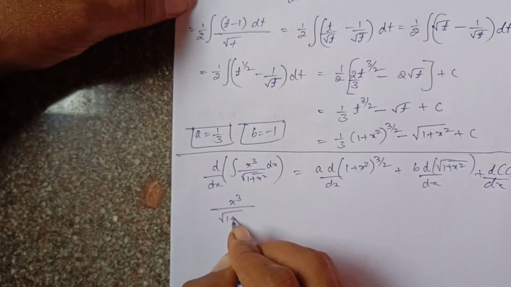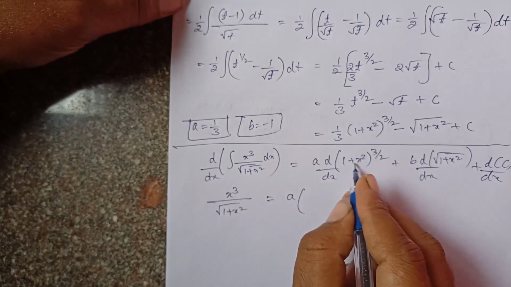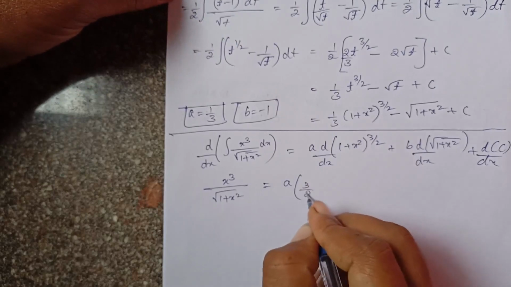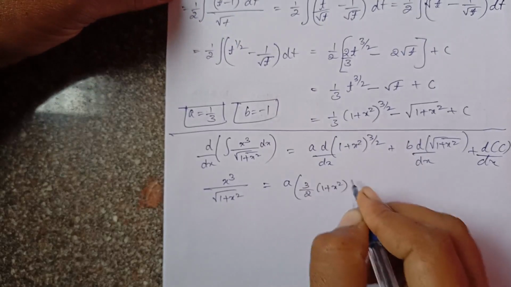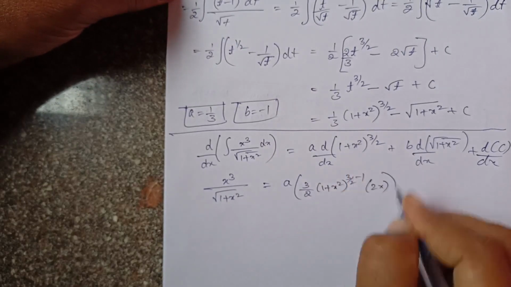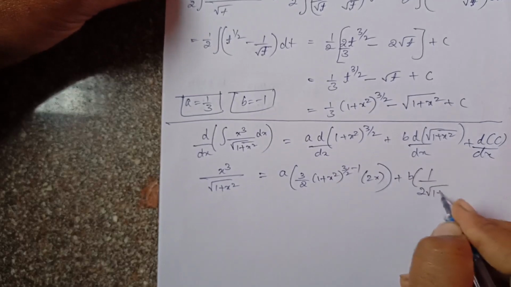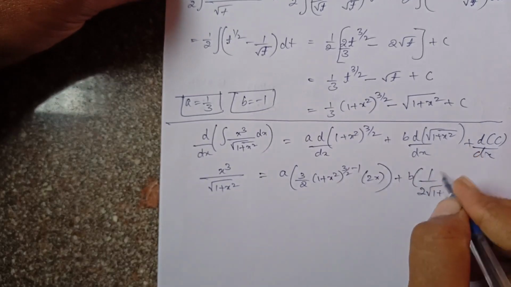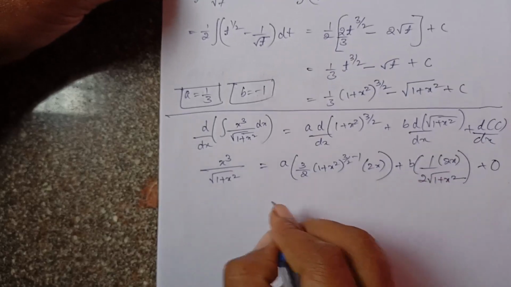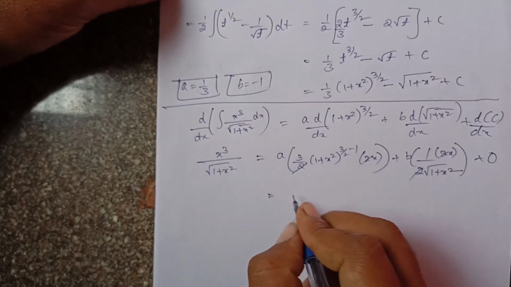x cube by square root of 1 plus x square is equal to a as it is, differentiation of 1 plus x square to the power of 3 by 2. It is 3 by 2 into 1 plus x square to the power of 3 by 2 minus 1 into differentiation of 1 plus x square, which is 2x, plus b into differentiation of this, which is 1 by 2 into square root of 1 plus x square into differentiation of 1 plus x square, which is 2x, plus differentiation of c, which is 0. This 2 gets cancelled out. Here also 2 gets cancelled out.